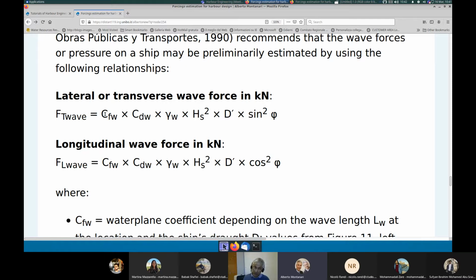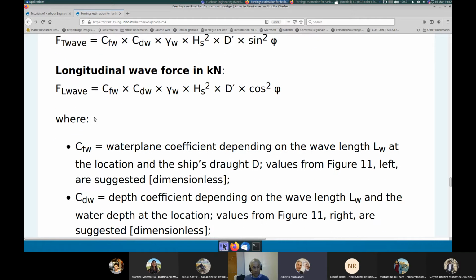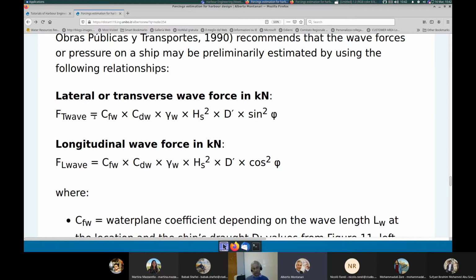And let's keep in mind that if you have an additional complexity, like for instance resonance, these are not taken into account by these relationships. There are these two coefficients, the water plane coefficient and the depth coefficient, that in a way increase the forcing by taking into account, through an empirical approach, what may happen. But it's not an exhaustive description. This is an empirical description.